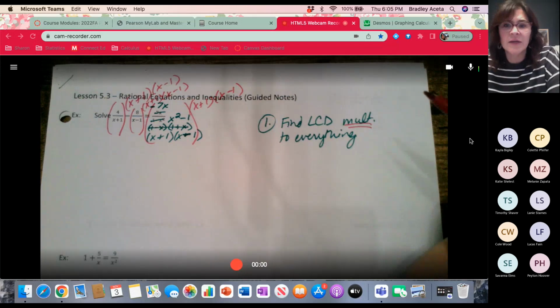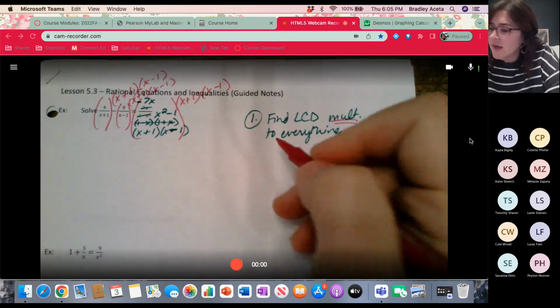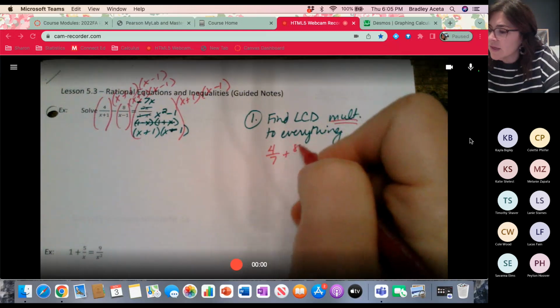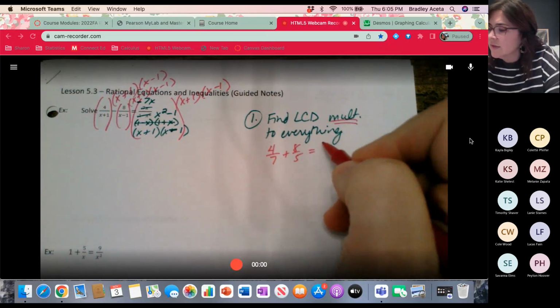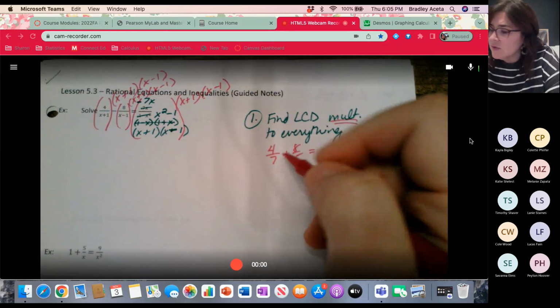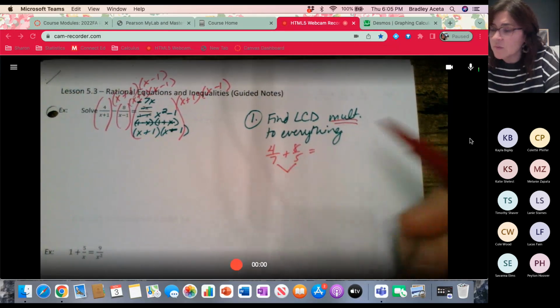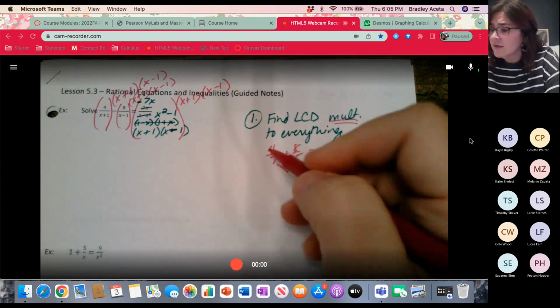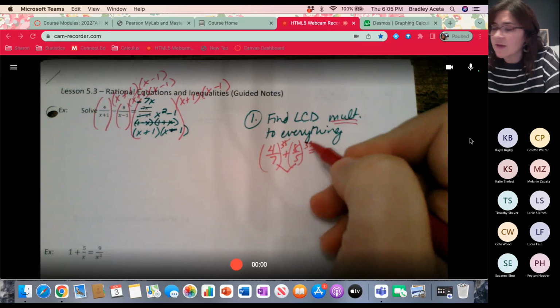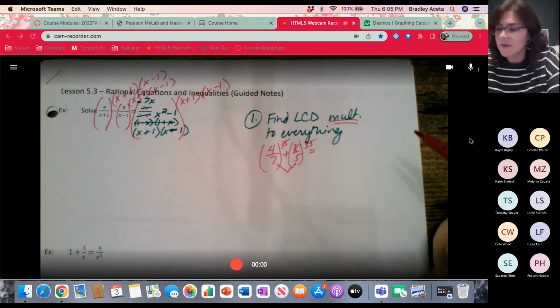That's the common denominator. It's like, just to give you an example, if you had 4 over 7 plus 8 over 5 equals, you would multiply to figure out what that would combine to be. You'd multiply by the common denominator, which would be both of them, 35. So you multiply this by 35 and you multiply this by 35. That's really essentially what I'm doing.